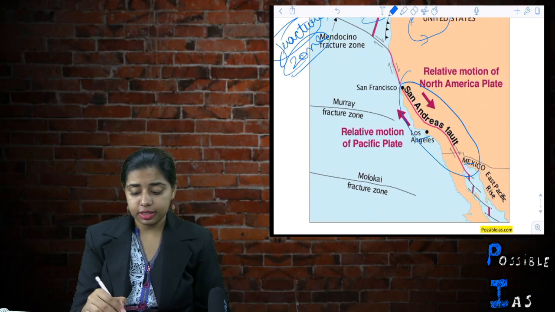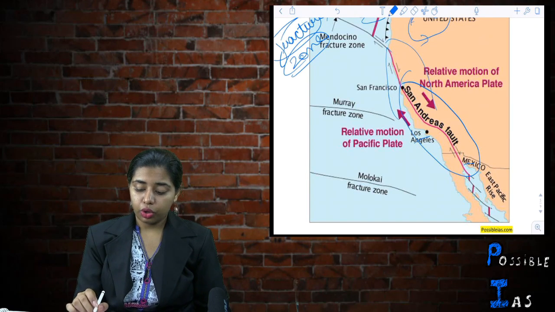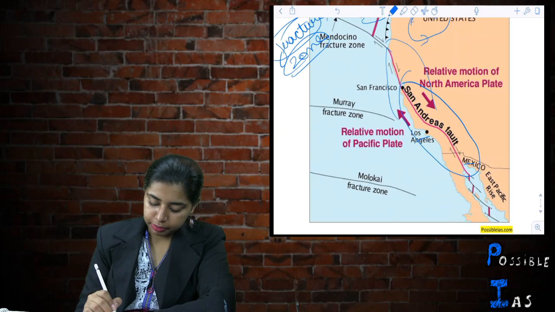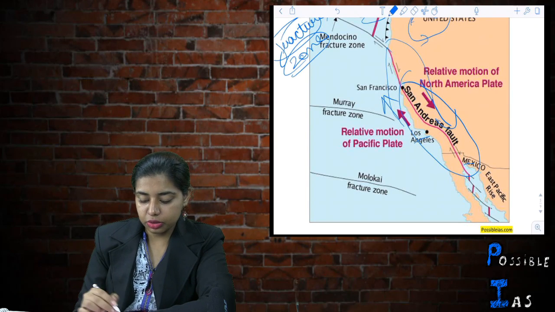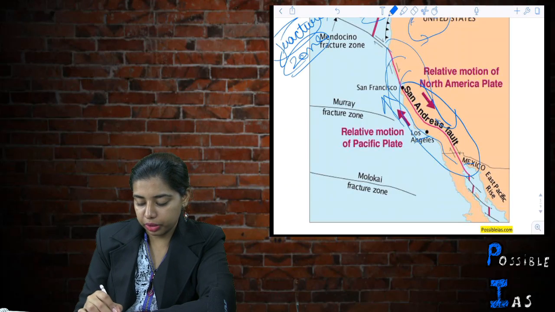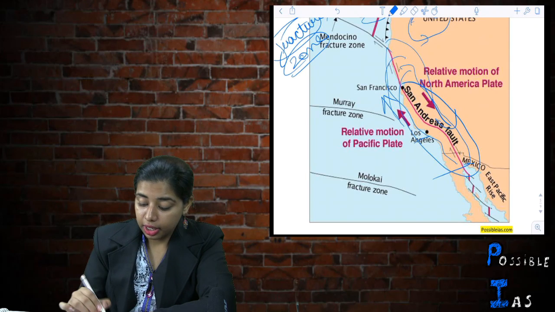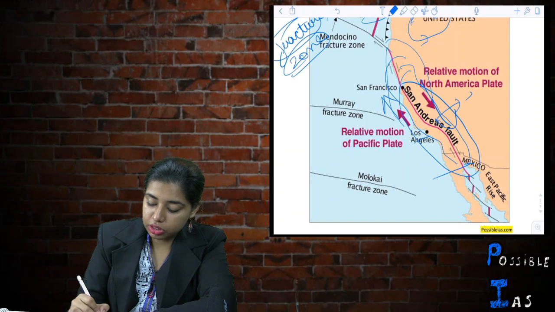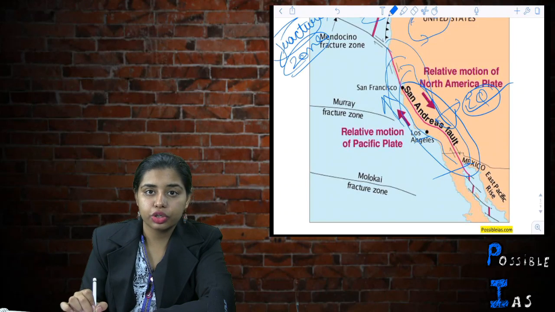So the most typical example of this is the San Andreas fault, which is present near Mexico and Los Angeles. It is present in America, in the North American plate. The Pacific plate is moving this way, the North American plate is moving this way. Because of that, a transform boundary is formed in the San Andreas fault, and it is very, very important because a lot of earthquakes are seen in this region.